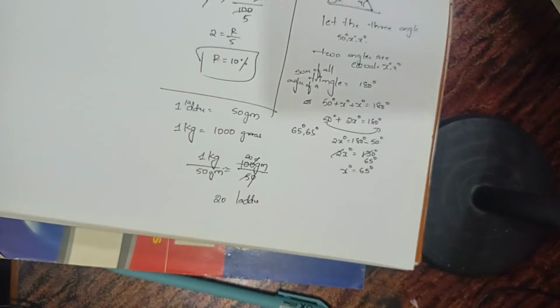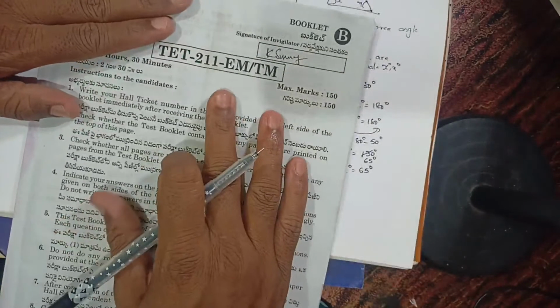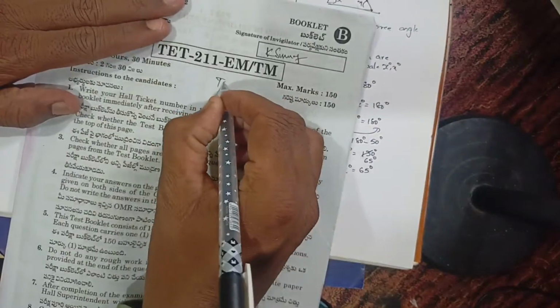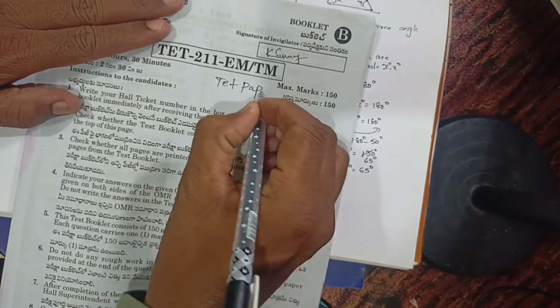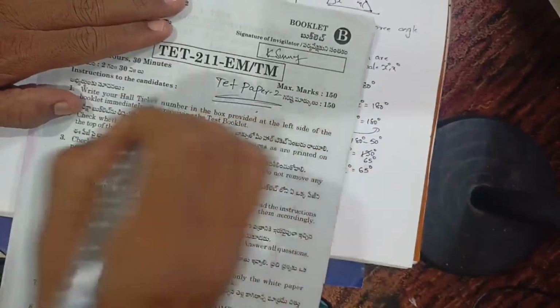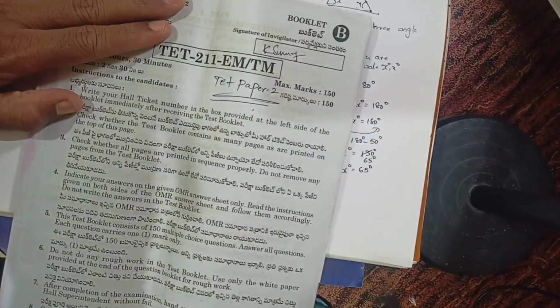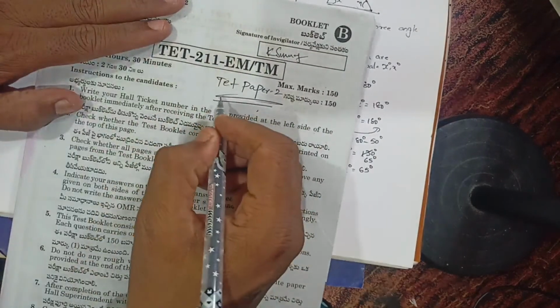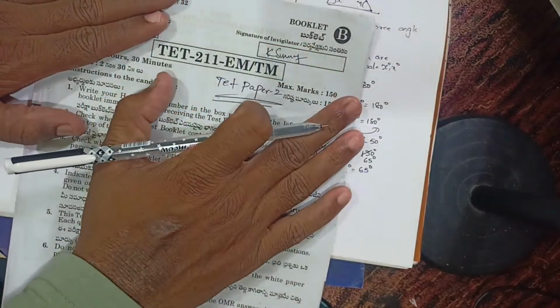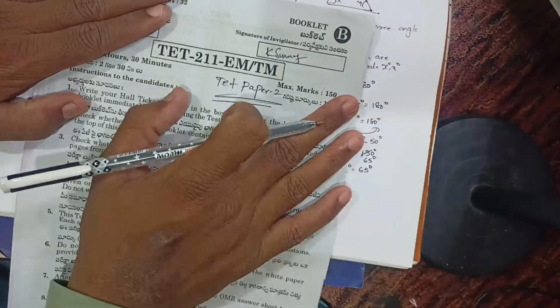Now we are going to see the TET paper 2. So this is about the TET paper 2. After 5 minutes we are going to be back to the live class of TET paper 2.